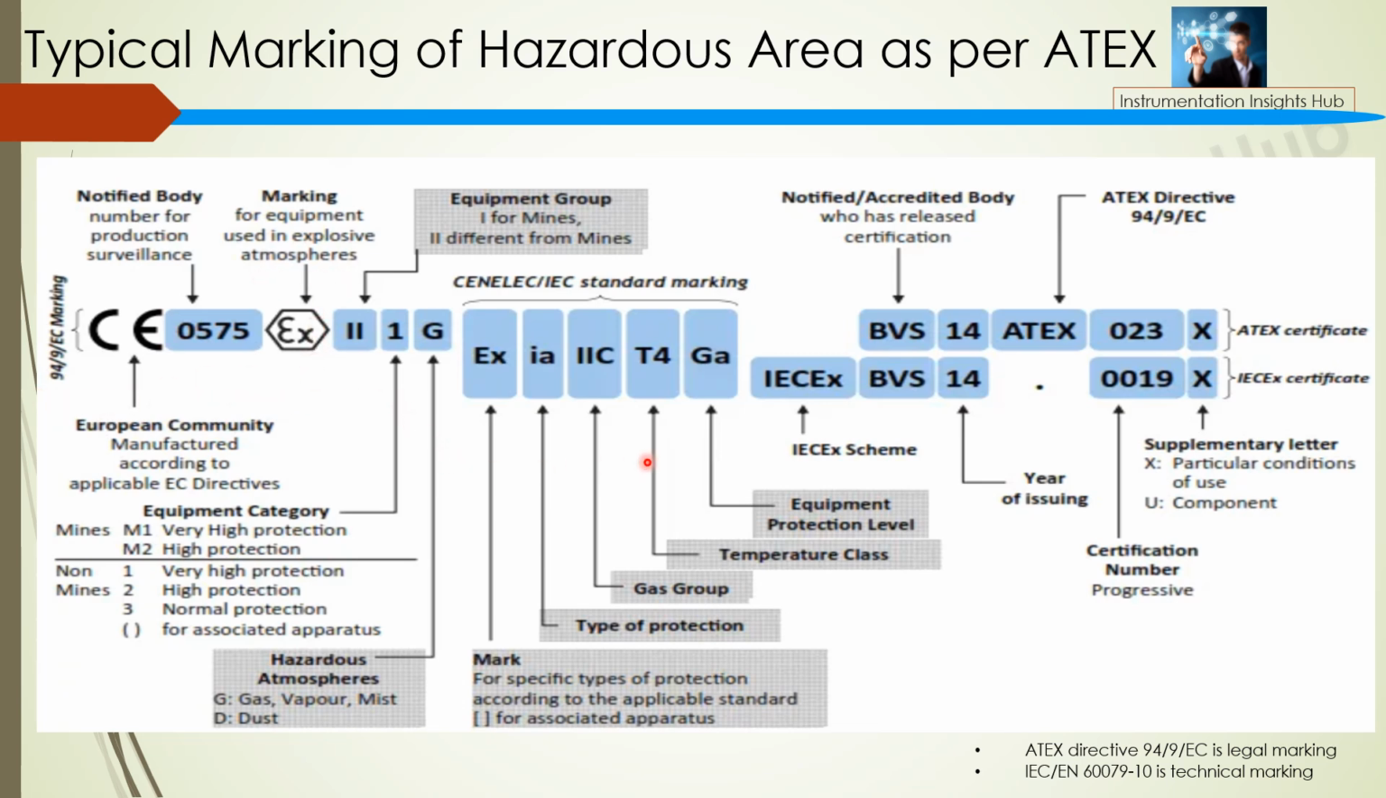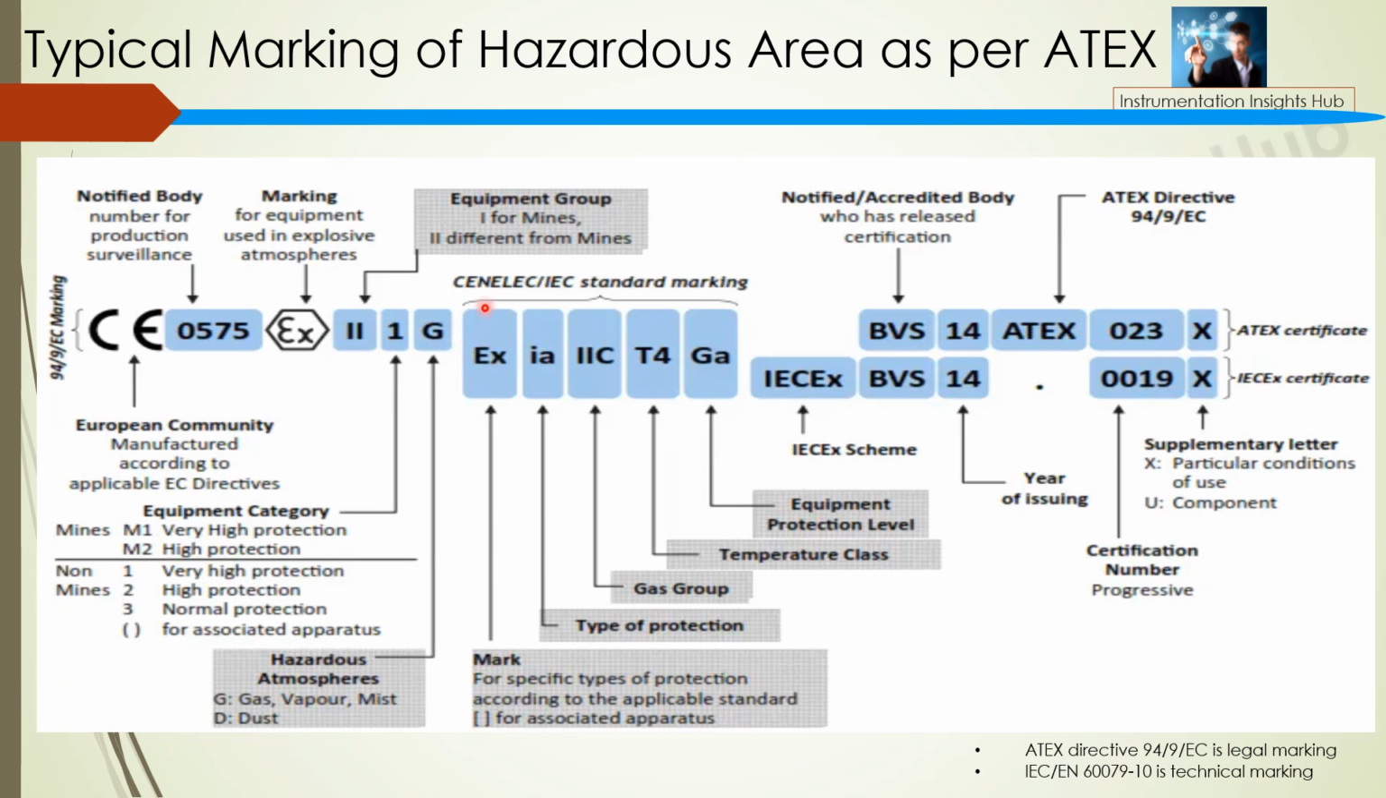This is the standard which is followed for having an ATEX or IEC certification, right? This is the equipment group. One is for mining and two is for non-mines, right? So this is two. M1 is for very high protection, and M2 is high protection. G is for gas, vapor, mist, and D is for dust, right? For non-mines, categories 1, 2, 3, and for associated apparatus, right?